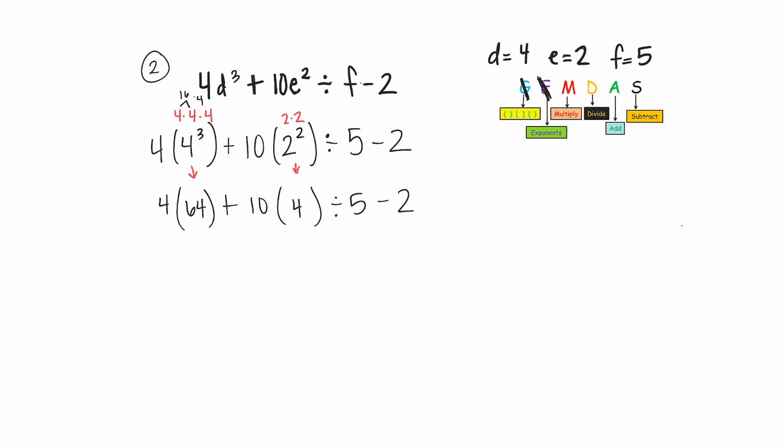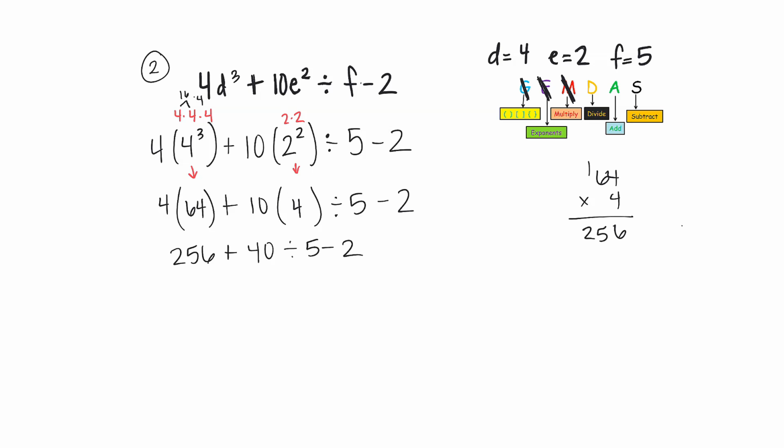4 times 64. Okay, we have 16, carry the 1, 6 times 4 is 24 plus 1 is 25. So we have 256 plus 10 times 4, which is 40. And then we're going to continue bringing down the rest of our expression. Okay, so I've done my multiplication.